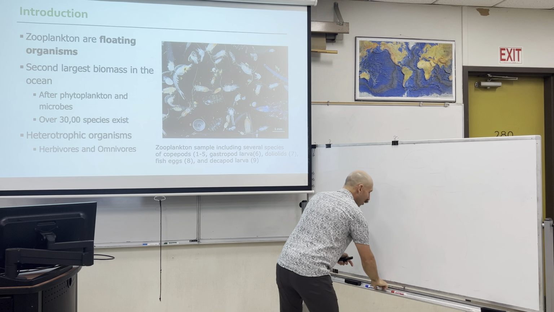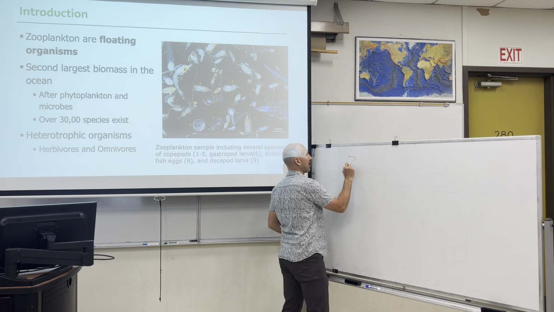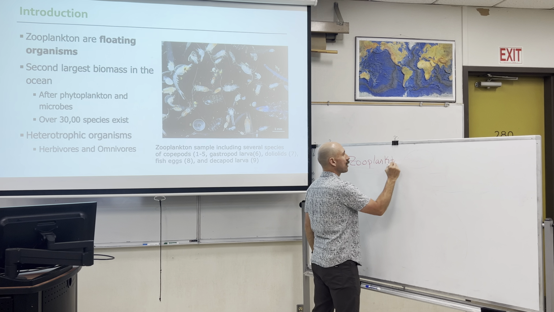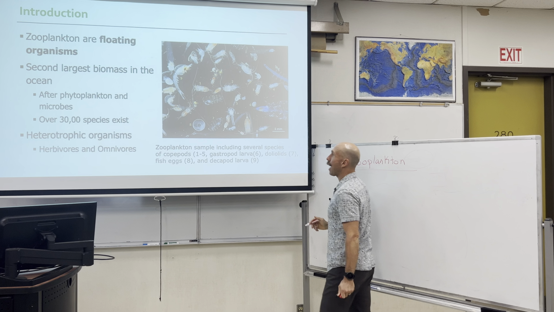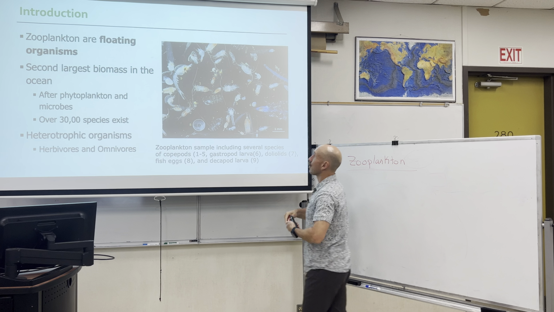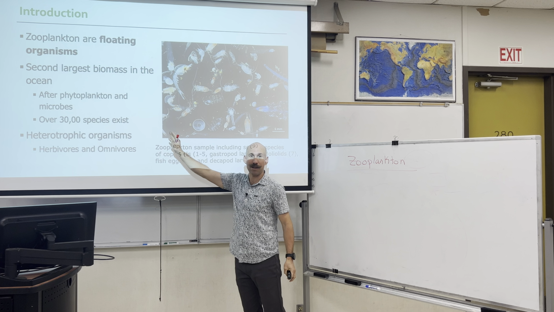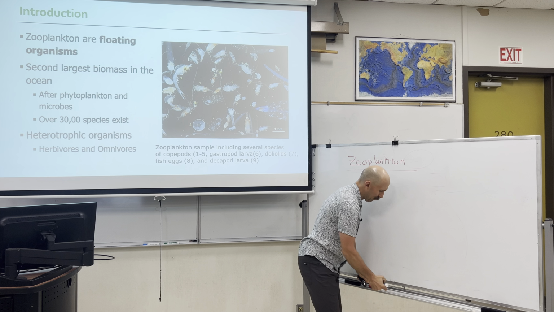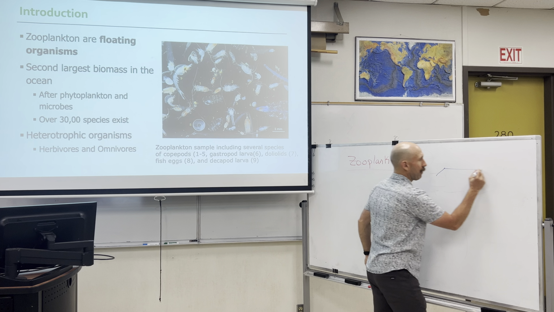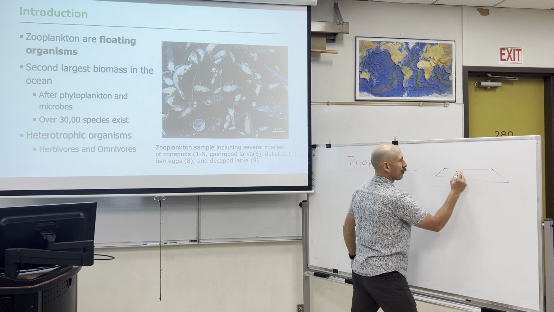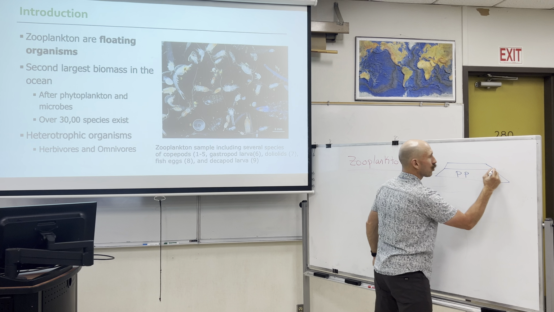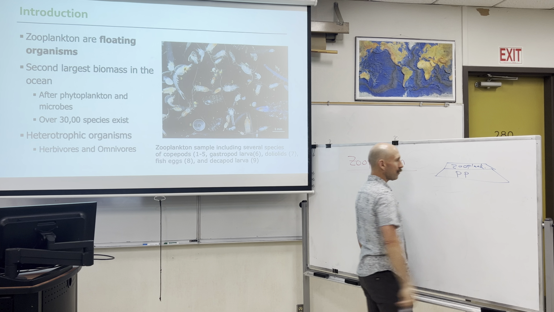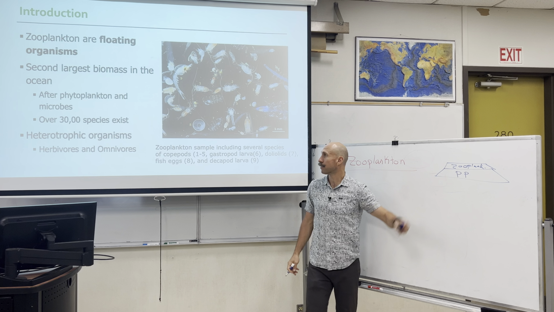So zooplankton are floating animals, an animal being an organism that eats another organism for its energy. Zooplankton are the second largest biomass in the ocean after phytoplankton. If we look at marine food webs, the basis is going to be the primary producers. The primary consumers, here we're talking zooplankton. Okay, so second largest biomass.